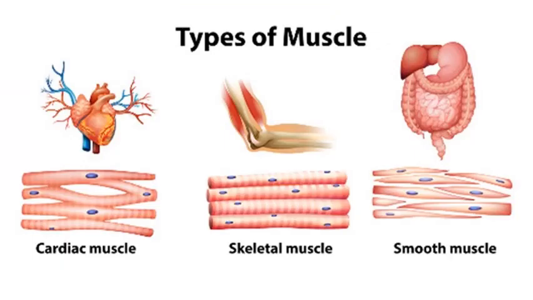Now here is a very clear picture of types of muscle. Picture number 1, cardiac muscle, which is present in our heart. Number 2, skeletal muscle. Generally it is shown in our hand, leg, etc. And number 3, smooth muscle.